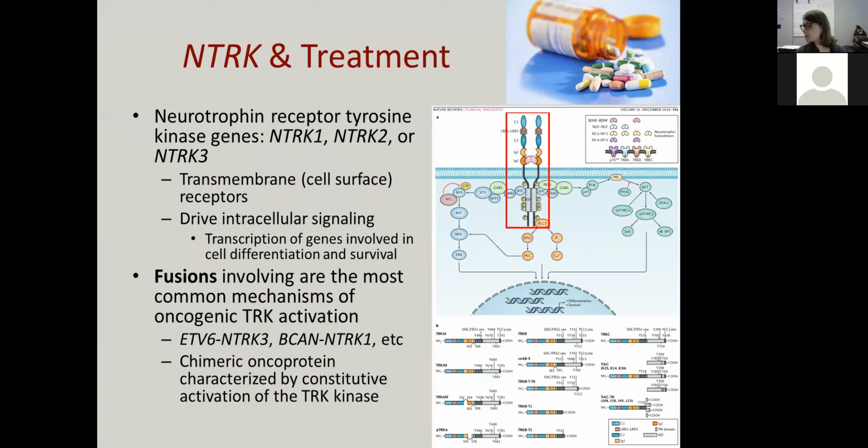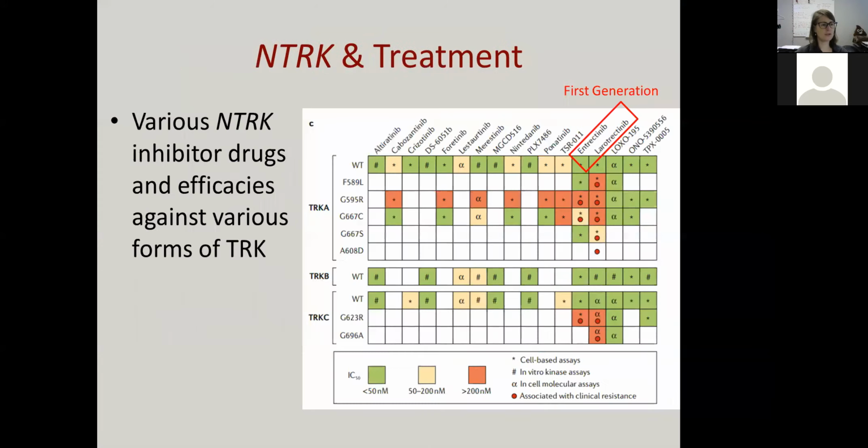The other targetable mutation or rearrangement in thyroid cancer is NTRK, so 1, 2, or 3 generally. These are transmembrane proteins that drive intracellular signaling, and they are most commonly altered by gene fusion, such that the chimeric oncoprotein, whether it be ETV6-NTRK or BCAN-NTRK or whatever other partner-NTRK, this fusion protein generates a constitutively active kinase driving the cell through the cell cycle, of course.